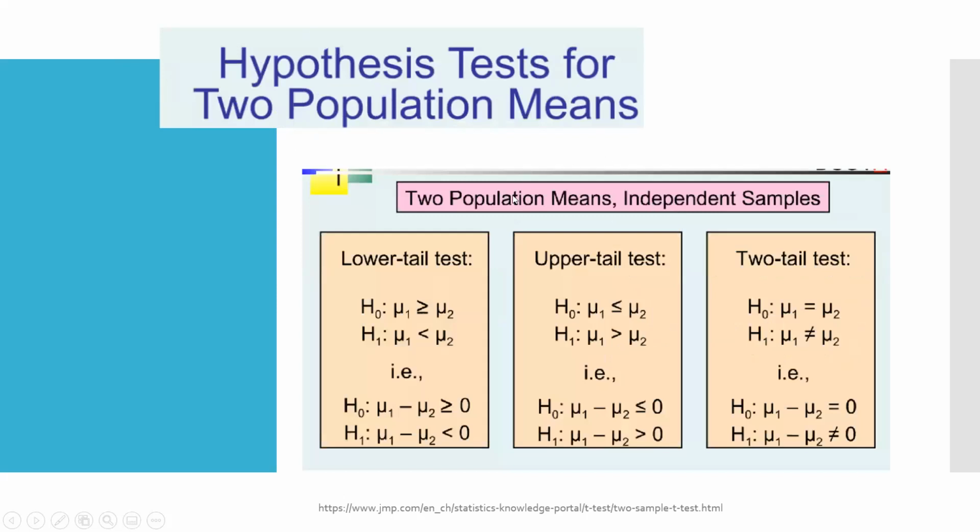In this case, the hypothesis for testing can be of three types: lower tail test, upper tail test, and the two tail test. For the lower tail test, we consider the null hypothesis that mu1 is greater than or equal to mu2, and in the alternate hypothesis, mu1 is less than mu2. For the upper tail test, we consider the null hypothesis that mu1 is less than or equal to mu2, and the alternate hypothesis is that mu1 is greater than mu2. And for the two tail test, we consider the null hypothesis mu1 equals mu2, and the alternate hypothesis mu1, that is the mean of one sample, is not equal to the mean of the other sample.